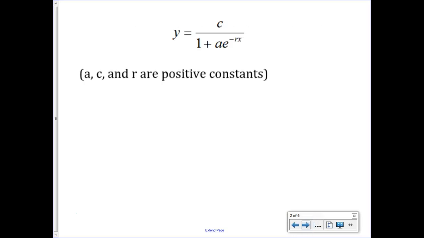So this is what a logistic growth function looks like. We have some constant divided by 1 plus a times e to the negative rx. It always looks like that. So we will plug in values for a, c, and r to solve or to graph this function.